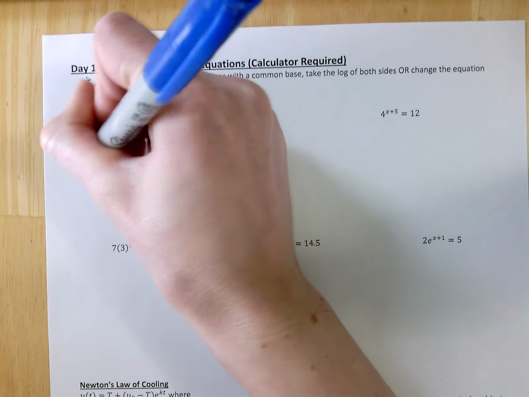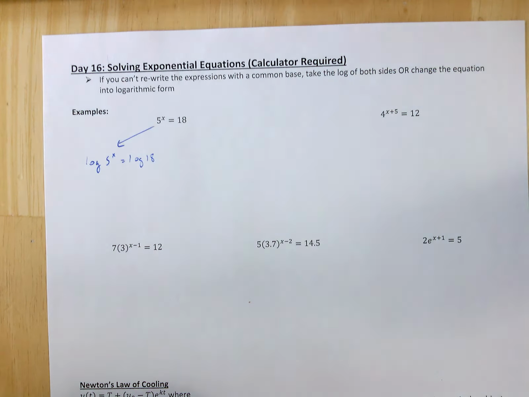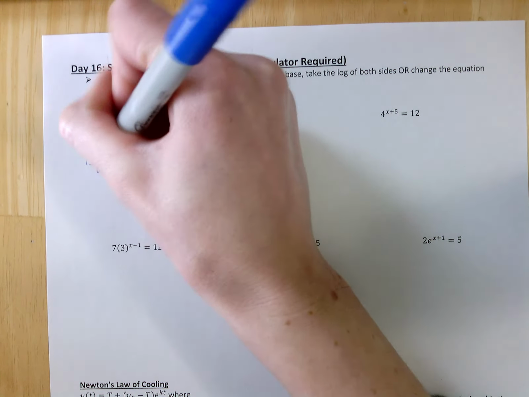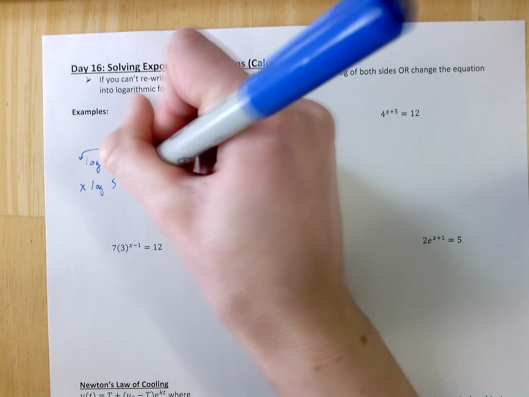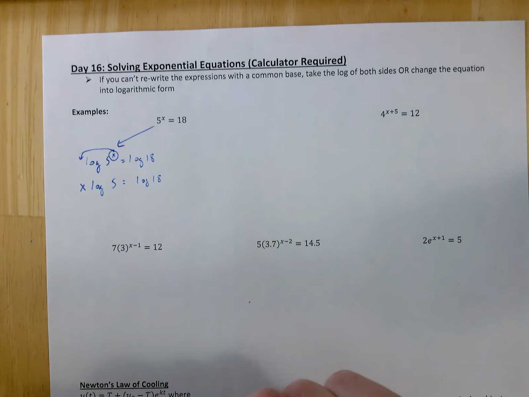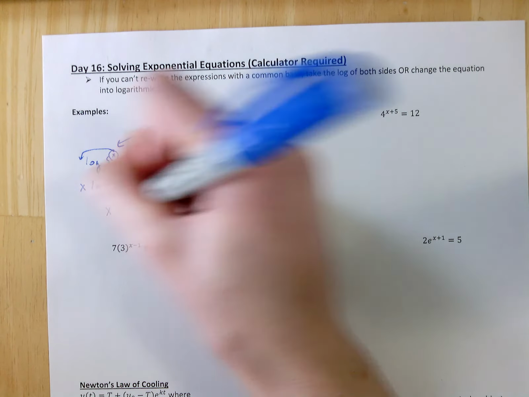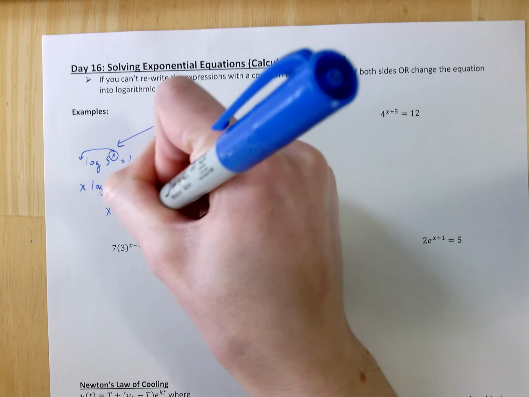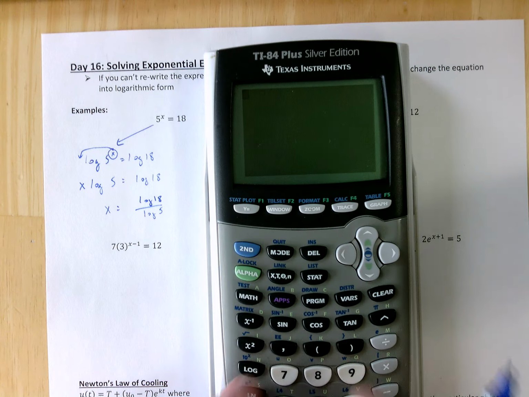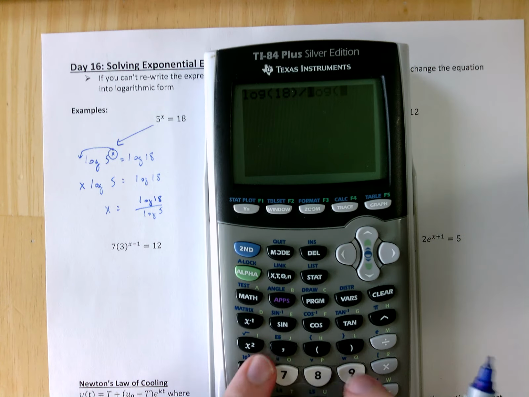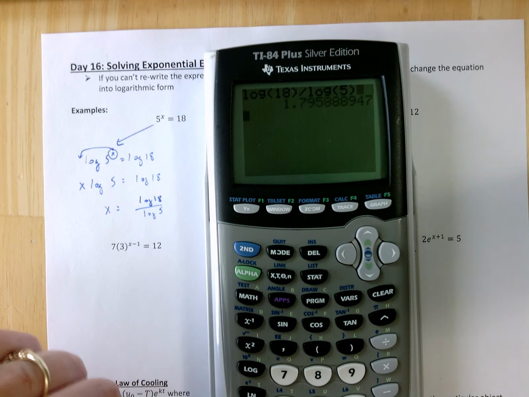I would take the log of both sides, and I get log of 5 to the x equals log of 18. I can drop that x to the front using one of our properties. Then to get the x by itself, I divide both sides by log of 5. So we get x equals the log of 18 divided by the log of 5, which I can then go to my calculator and type in. There's a button right off here on the side that says log. That's the one you want.